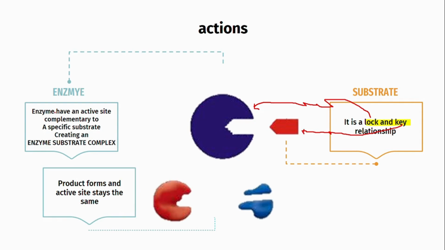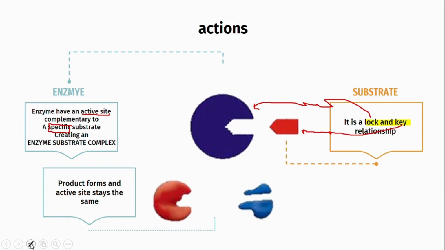Now the enzyme has an active site. Now this part, where the substrate can connect, is known as the active site. Okay? And it is complementary to a specific substance. Let me just point this out. You need to mention that it is very specific to a certain substance, creating an enzyme substrate complex.